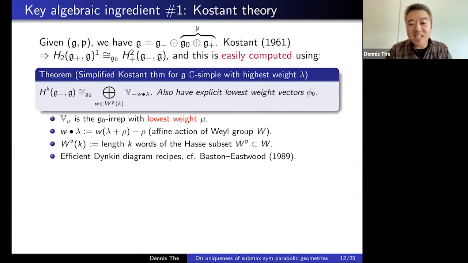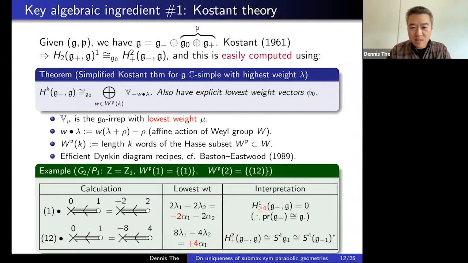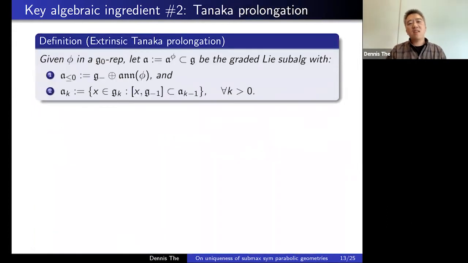Okay, so there's nice Dynkin diagram recipes that allow you to do this. Basically it becomes one-liners to rediscover this fundamental fact that, for instance, for 2, 3, 5, your fundamental invariant is a Cartan quartic. I'm not going to run through all this, but just remember these are easily computed from representation theory. The second ingredient is Tanaka prolongation.